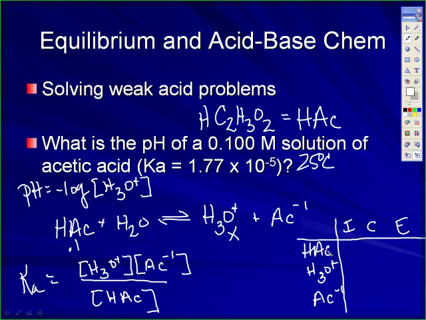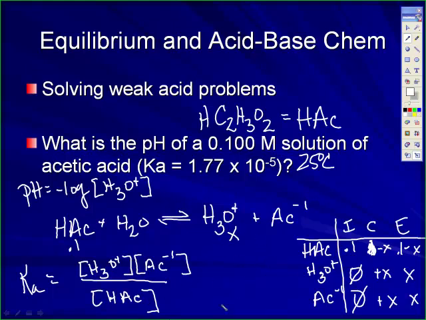So HAc to start with, 0.1. H3O plus to start with, 0. Ac minus, 0. Change: H3O plus went up by X amount, so we end at X. What happened to HAc? It went down by X, so it's going to be minus X. At equilibrium it will be 0.1 minus X.